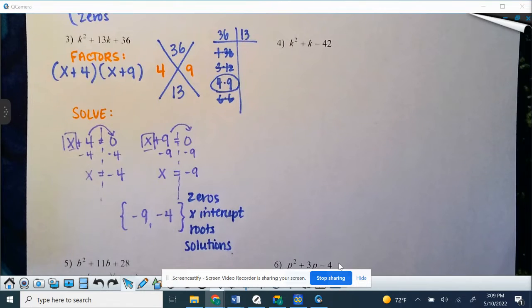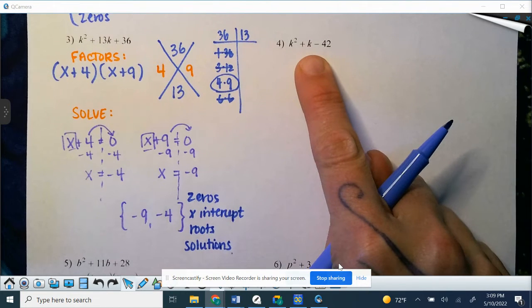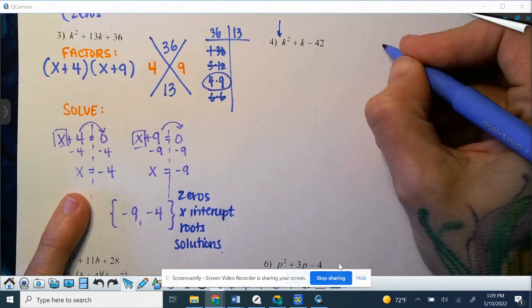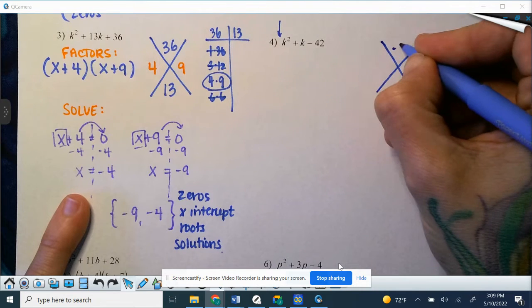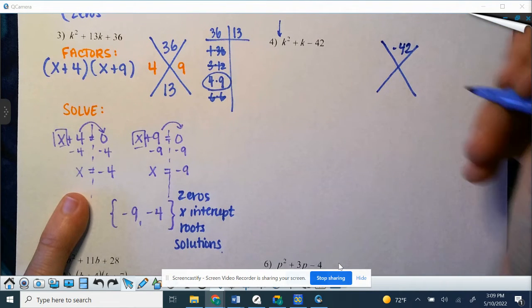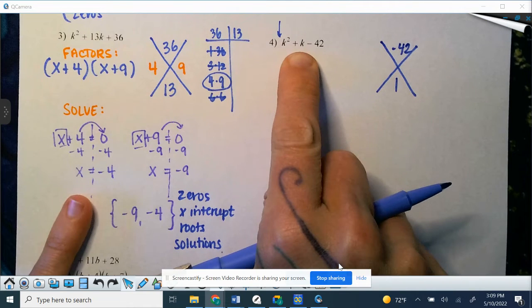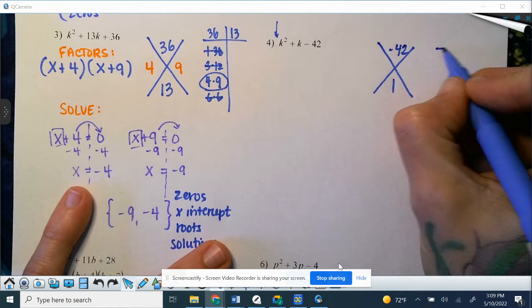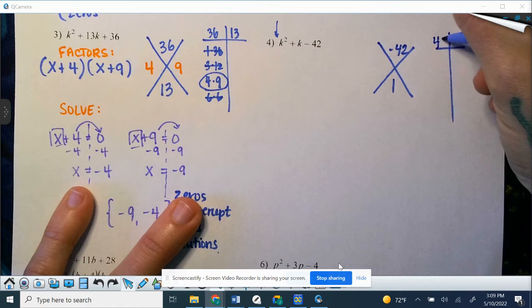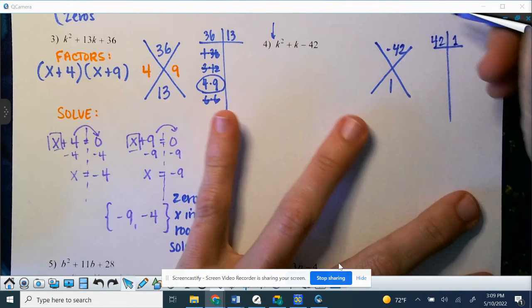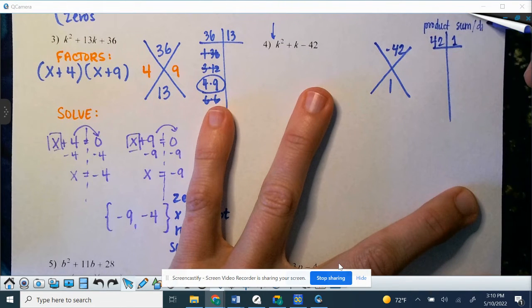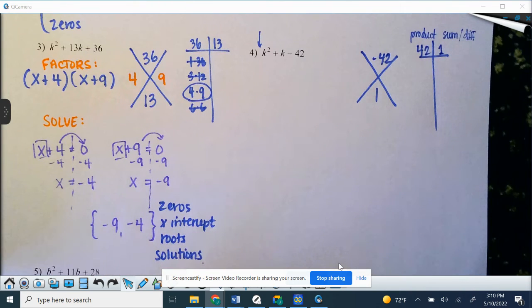So number 4, I have x squared plus x minus 42. So a is 1 again, so we can just draw our big X. Negative 42 at the top, because c goes at the top. There's a 1 at the bottom, because there's an imaginary 1 in front of every variable, right? So what two numbers can I multiply together to get 42 that will add or subtract to get 1? Their product is 42. Their sum or difference is 1. You guys give it a go and see what you think.